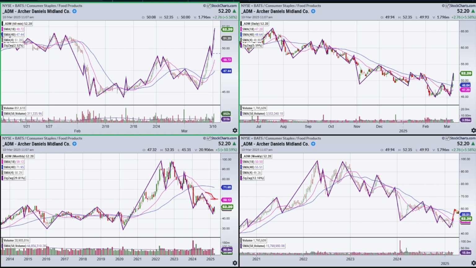So maybe we can move this up to $60 and see these 2 time frames basically flip back to the upside. But if we never flip these 2 time frames, then we know we've only made a short to intermediate term switch, right? We haven't made a bigger switch.